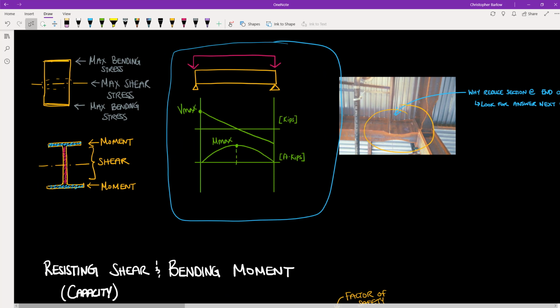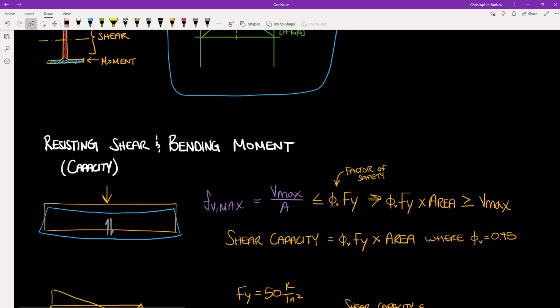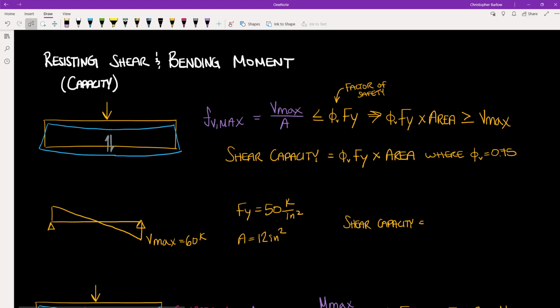So understanding where maximum stresses occur in the profile and where maximum internal forces occur along the length of a beam is important when you want to decide where to penetrate the beam or to reduce its section. Now in the next video, we will continue our discussion of beam capacities for shear and bending moment, as well as introduce the formulas we use for calculating deflection of a beam.